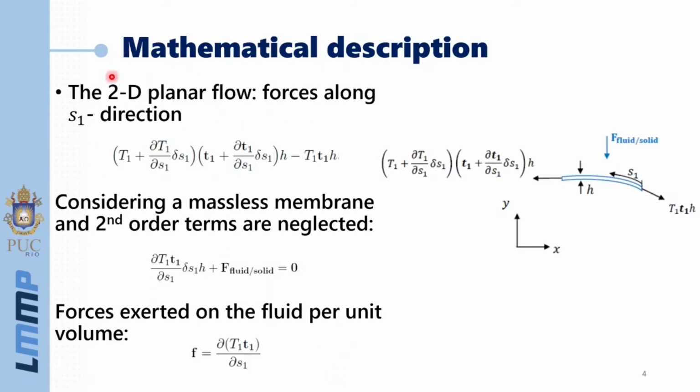This is a 2D planar flow. On the right side, we draw a free body diagram of a membrane segment. We have included forces along the S1 direction and the fluid force acting on the solid. After balancing forces along the S1 direction, neglecting second-order terms, and considering a massless membrane, we obtain this expression. After that, we can divide by the volume of the membrane segment in order to obtain the force per unit volume of the solid acting on the fluid.